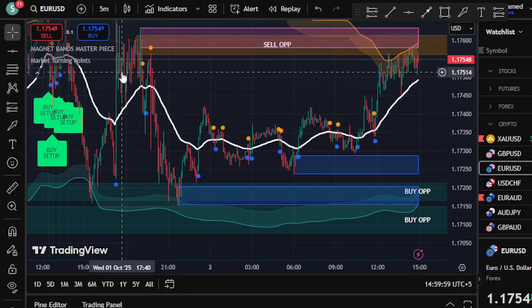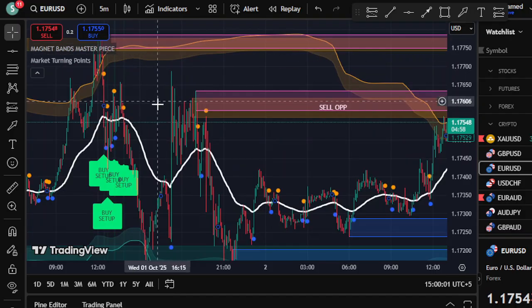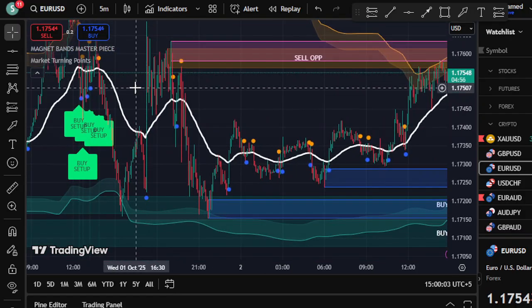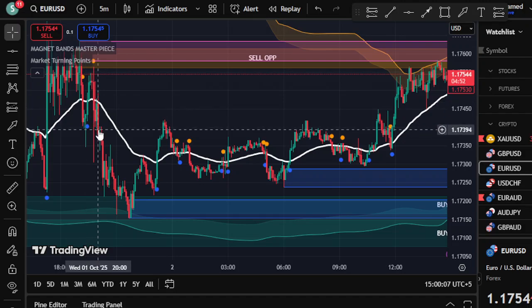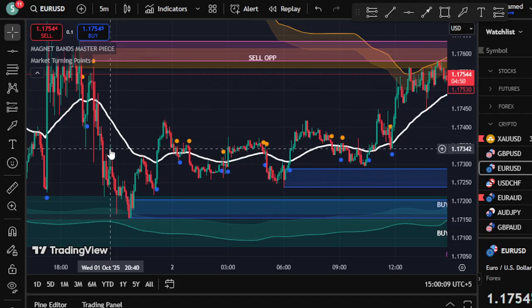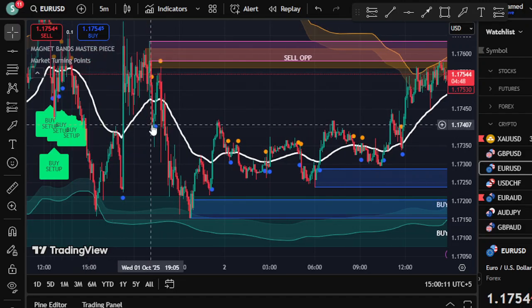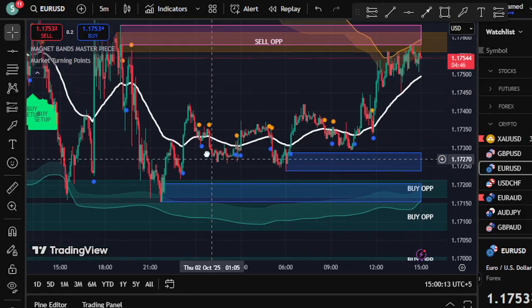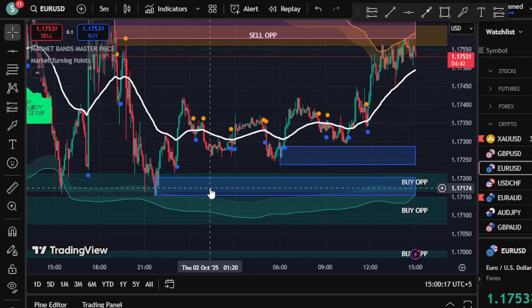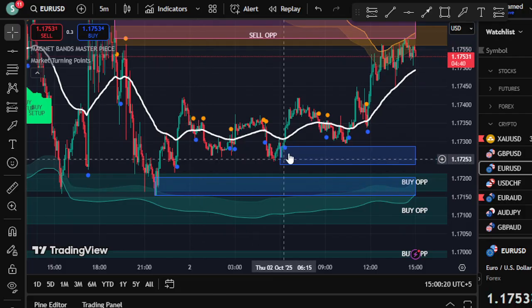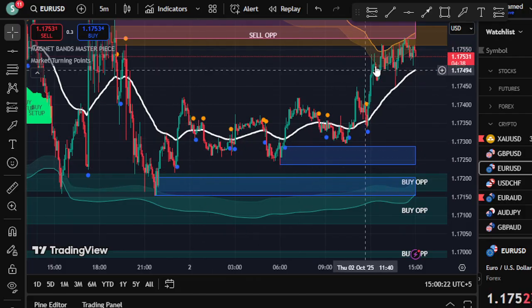Look at EUR/USD. The market was coming from the upper side, the first criteria met, and then it has given a breakout below the moving average. When the price is under the moving average, you will be looking for buy opportunities. Just look here, the market turning points and the blue level from the magnet bands indicator both have indicated the buy opportunity, and just look at the price.